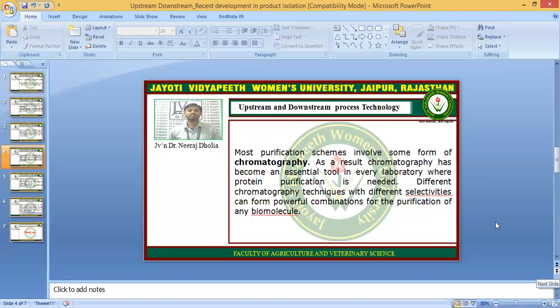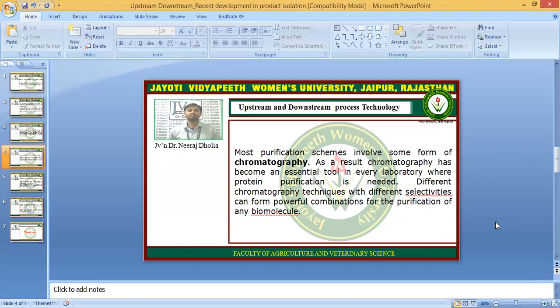By the way, most purification schemes involve some form of chromatographic technique. Okay, in the earlier lectures, we have already studied the various types of chromatographic techniques. As a result, chromatography has become an essential tool in every laboratory where protein purification is needed. Various chromatographic techniques with different selectivities can form powerful combinations for the purification of any biomolecule.